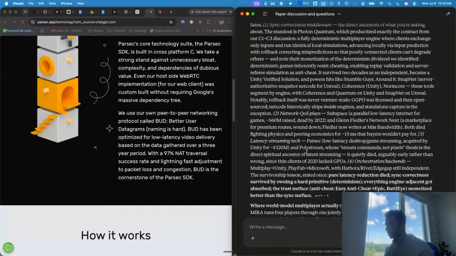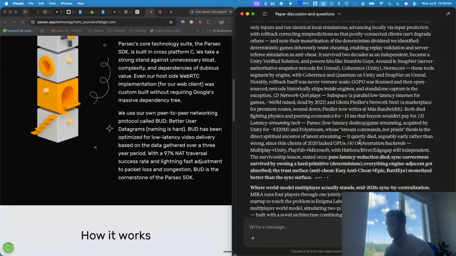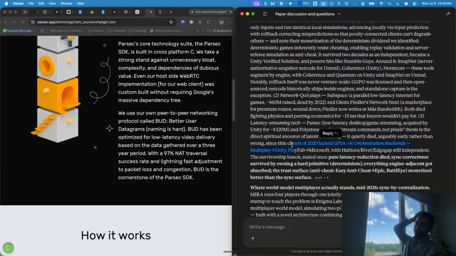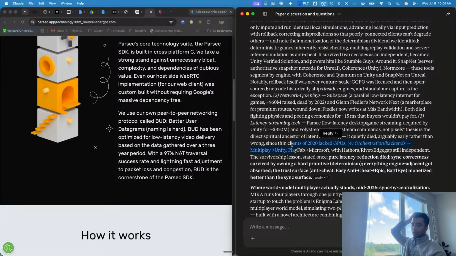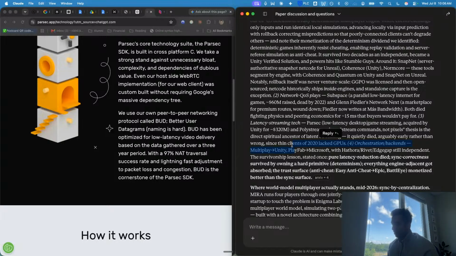Polystream, haven't looked into this that much. Orchestration backends, Multiplay to Unity. Yeah, so this thing, Multiplay is this company that offers bare metal instances. I was looking into what that means. So let's suppose I'm trying to serve a game. I've coded up a game and I want people to play with it. Okay, so I'm running the game on a server. Maybe I get an AWS instance. When I get the AWS instance, I don't have granular control of the processor that I'm running on.